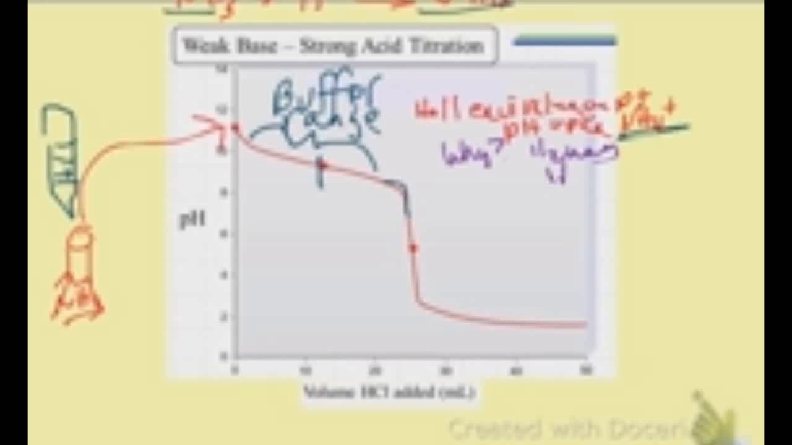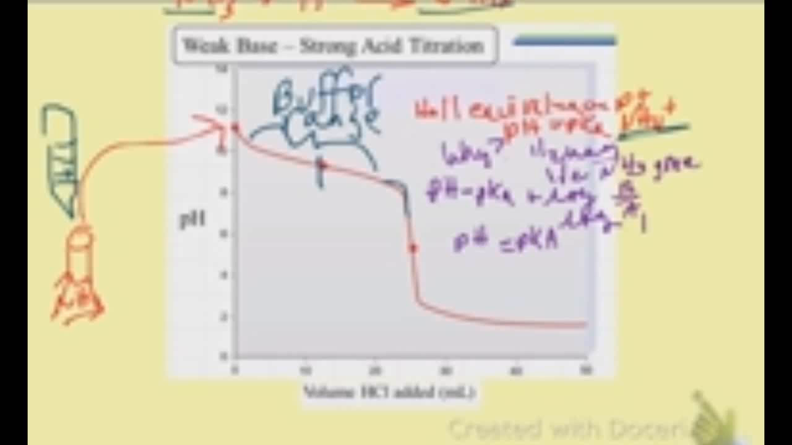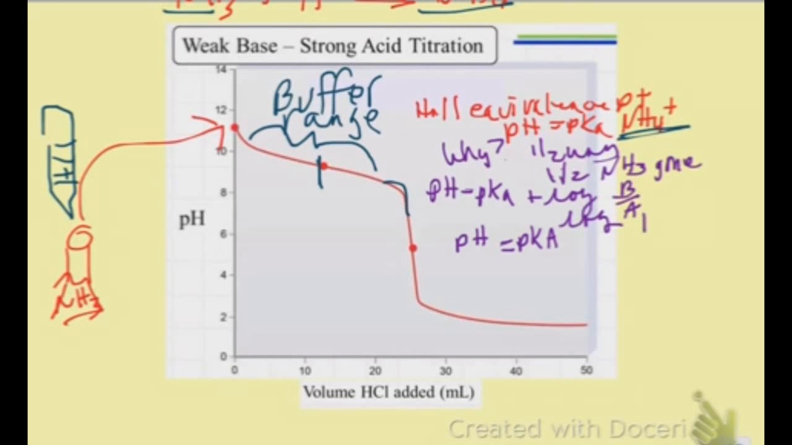And that's because if you remember the Henderson-Hasselbalch equation, pH is pKa plus the log of B, the base over the acid. And at this point, I have the same amount of base, the ammonia, as I do the ammonium. So it's the log of 1, which is 0, so pH is going to equal pKa. Always. When you have something that's weak that you're starting with, titrating with something strong, the halfway point, halfway to the equivalence point, is always pH equals pKa.